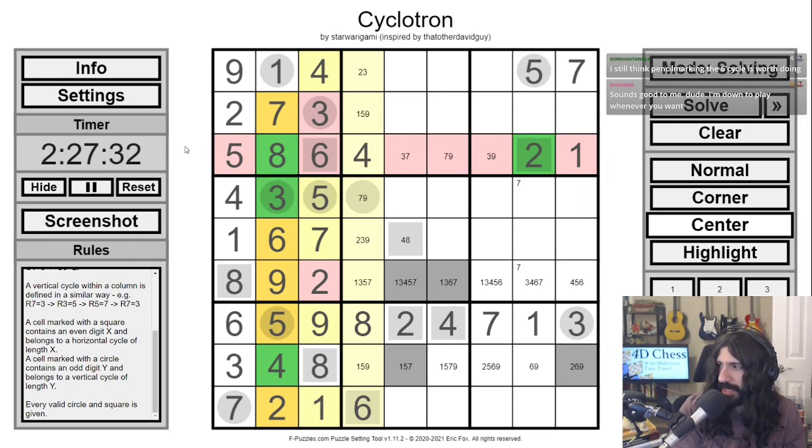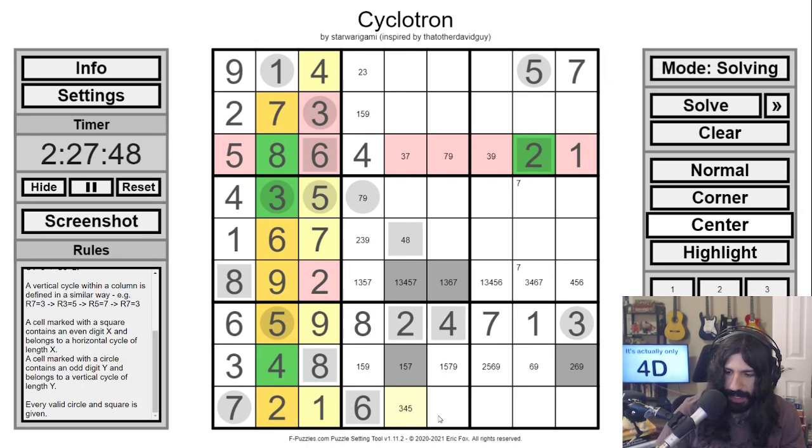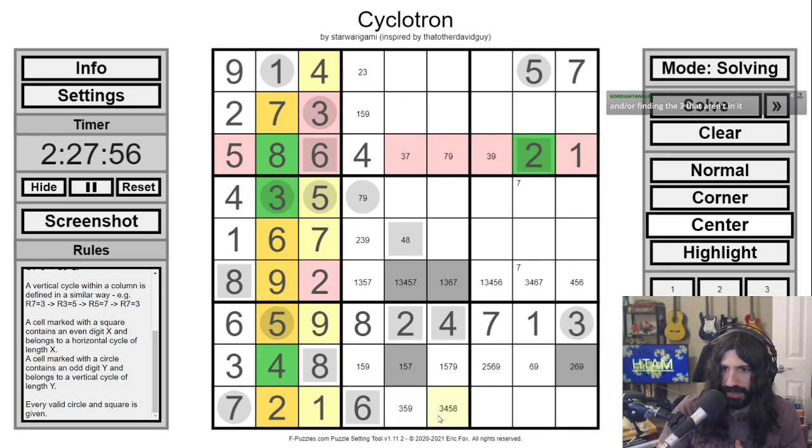Is there, like, pencil marking the 6 cycles worth doing? This one? All right. What do you got to do? 3, 4, 5, 8, 9, but it can't be a 4 or an 8.